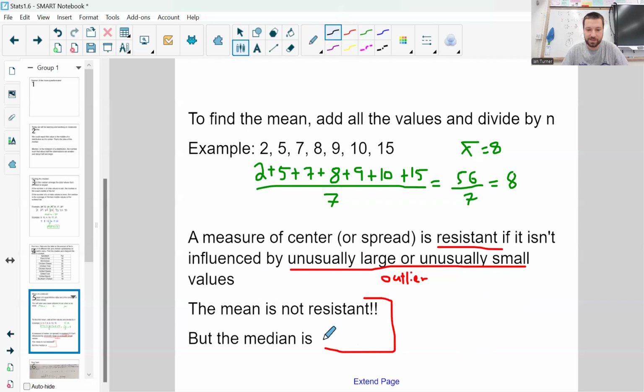The median is resistant. We talked about this in class earlier, but a really good example is home price values. You're on the market, looking for a house. You don't want to look at average home prices or mean home prices, because it's going to be skewed. Usually home prices are skewed on the higher end.